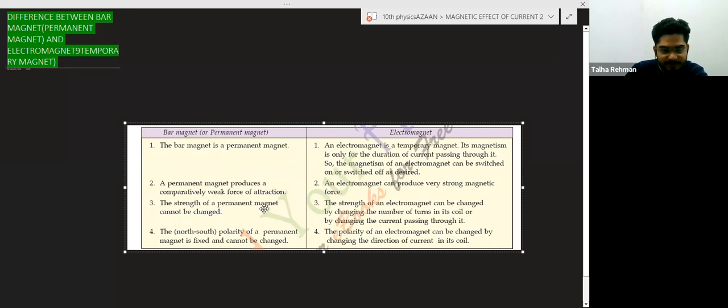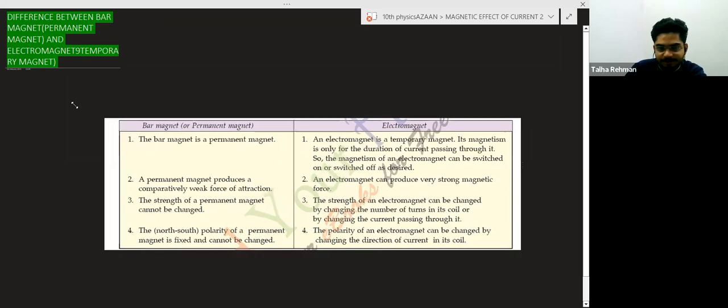The strength of a permanent magnet cannot be changed. We know this. The strength of the electromagnet can be changed by changing the number of turns in its coil or by changing the current passing through it. The north-south polarity of the permanent magnet is fixed and cannot be changed. The polarity of an electromagnet can be changed by changing the direction of the current in the coil.